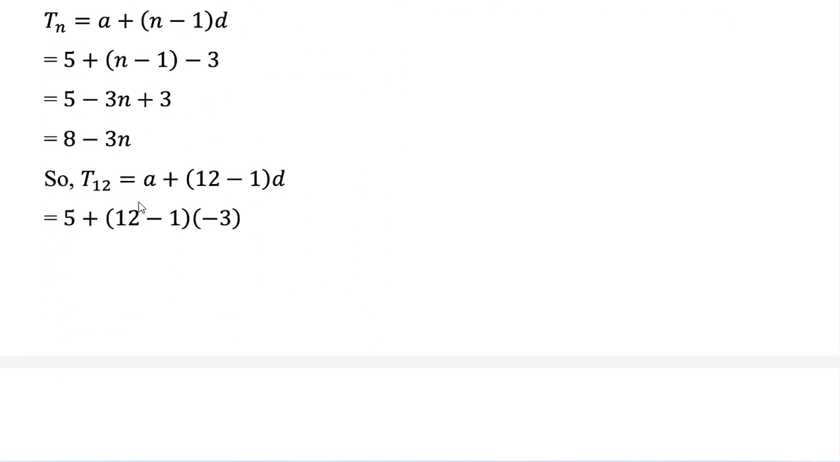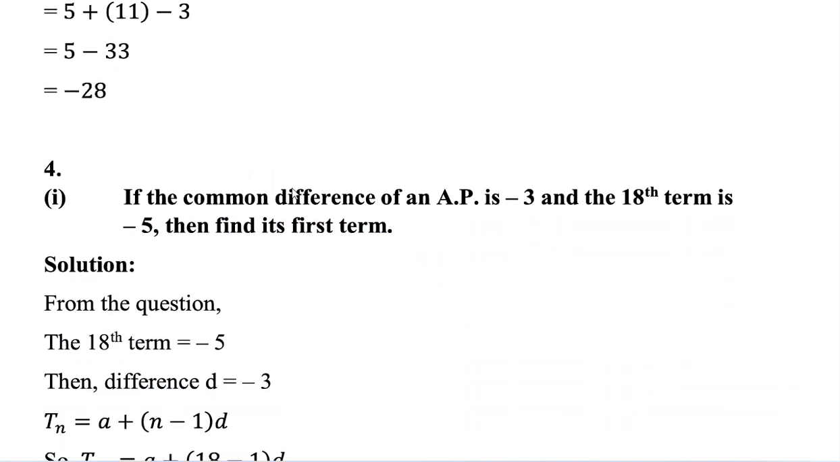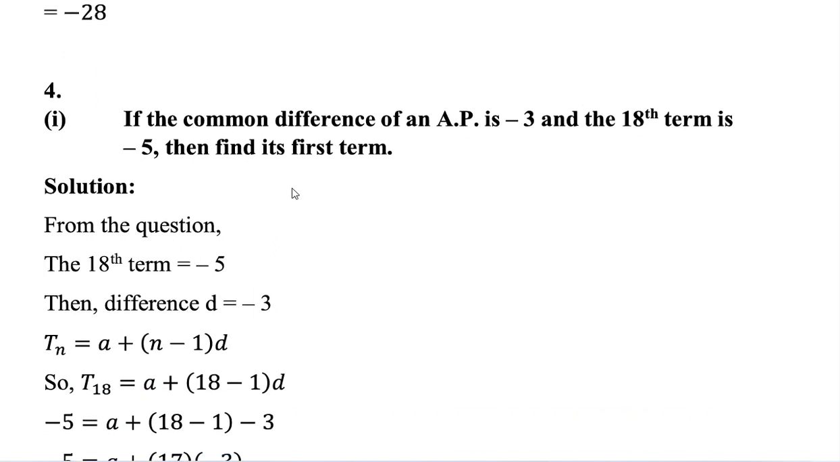So write T12 is equal to A plus (n minus 1) into D. Put 12 in place of n, put the values of A and put the values of D. You will get 28 as the answer. Come to the next problem.